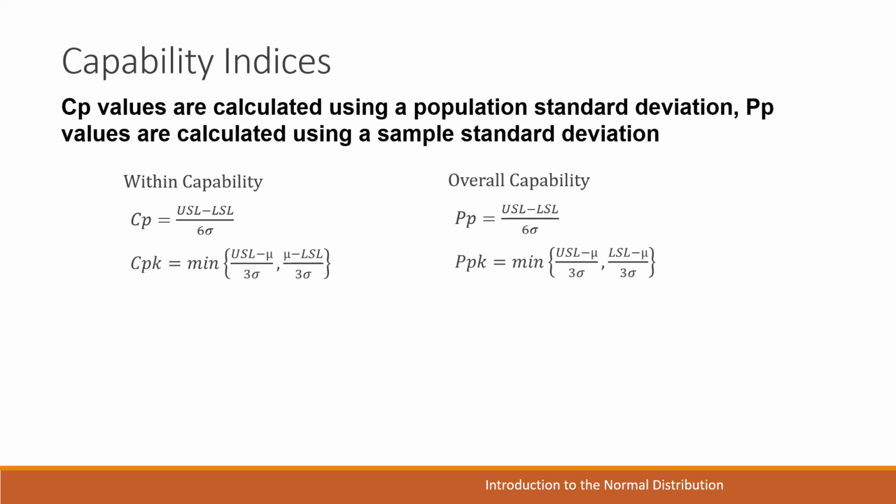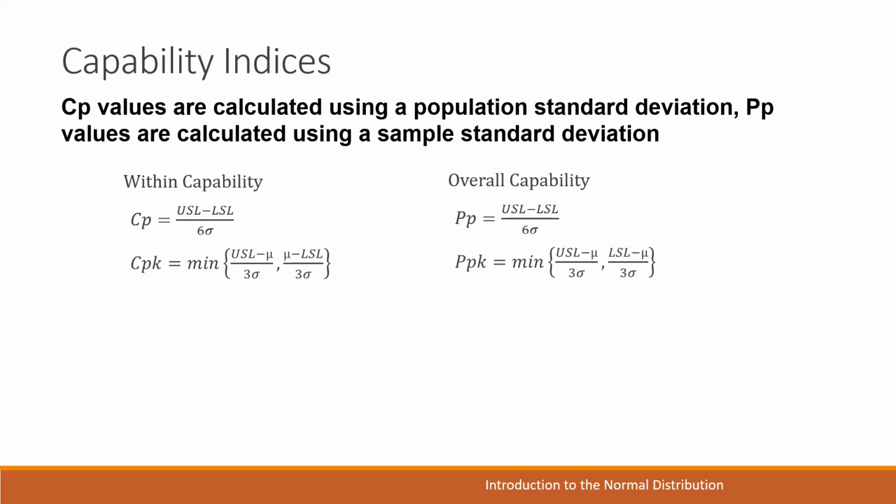PP is usually going to be lower than CP anyway, but generally in industry we like to use the PPK rather than the PP. And the PPK is nice because what PP says is, okay, it takes your upper spec limit minus your lower spec limit divided by 6 times your standard deviation, your sample standard deviation.